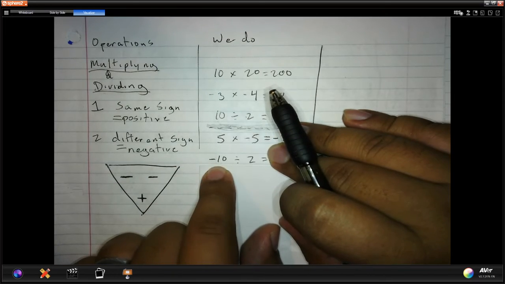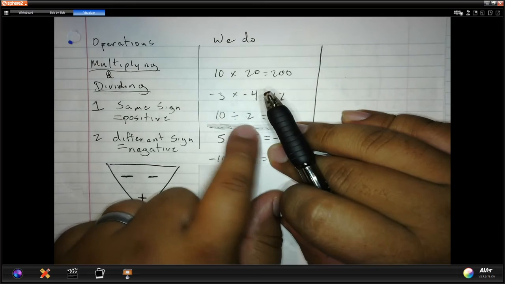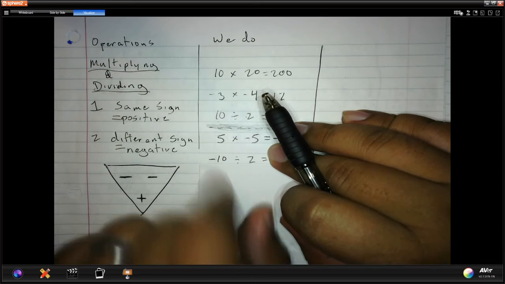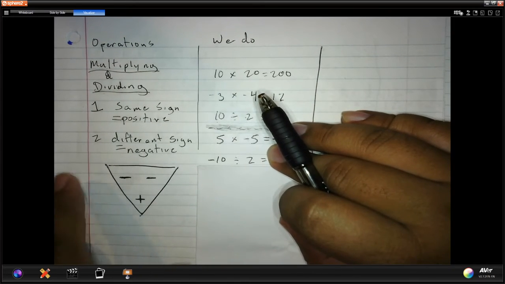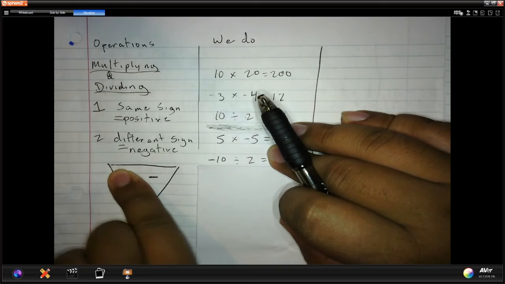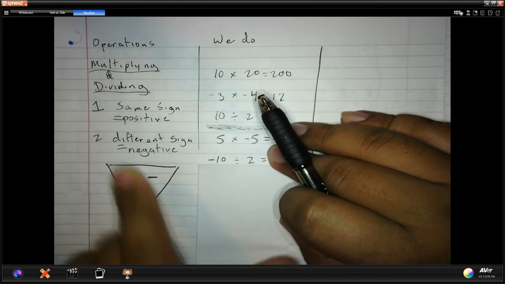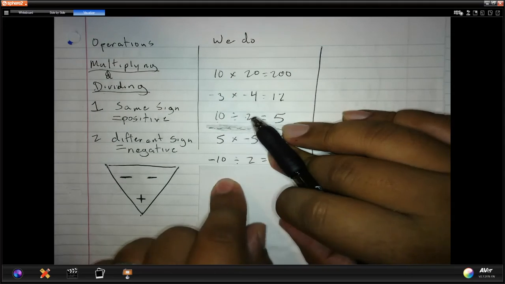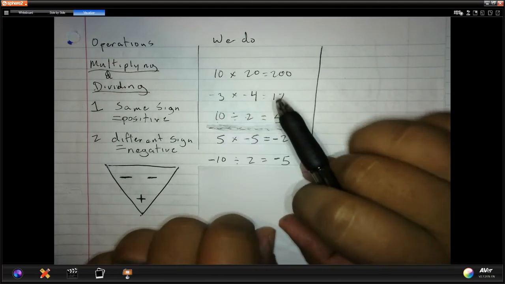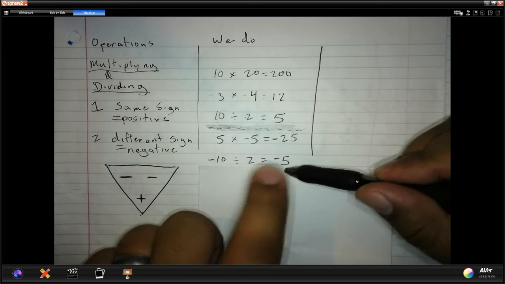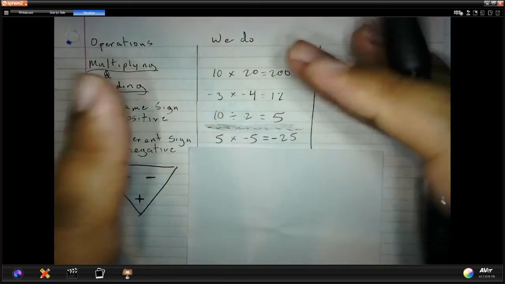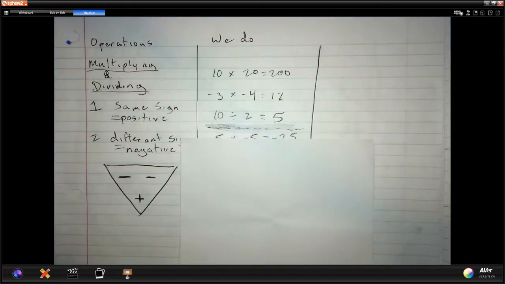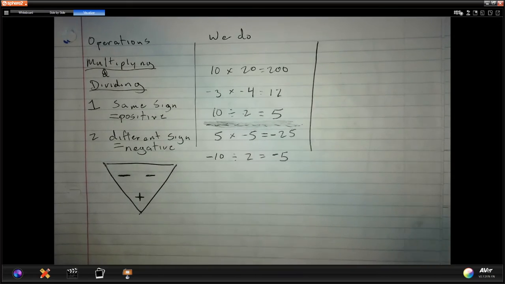Negative 10 divided by 2. Hey, look, it's the same problem. But this time we have a negative 10. So I know if one is a negative and the other one's a positive, I'm left with just my negative. So my answer is going to be negative. And we said 10 divided by 2 was 5. So this is going to be 5, but it's going to be a negative 5. And look at that. It's a negative 5. Yay! All right. So those are our notes.